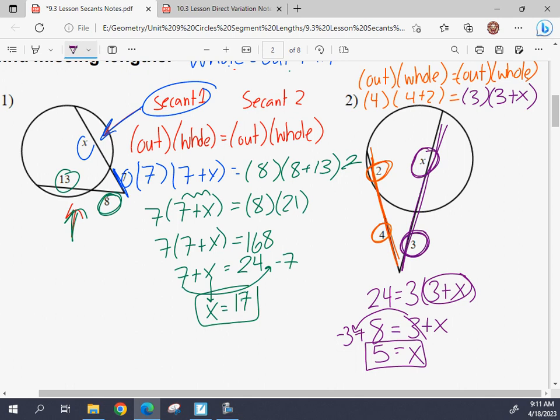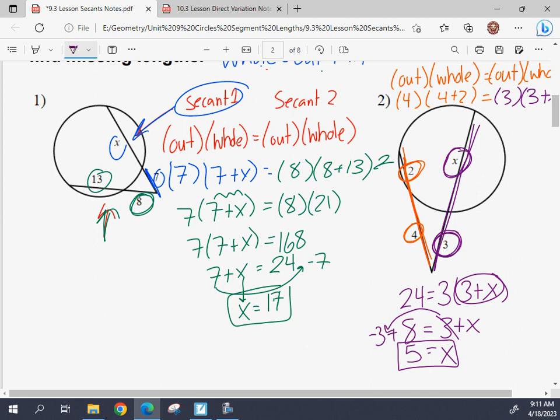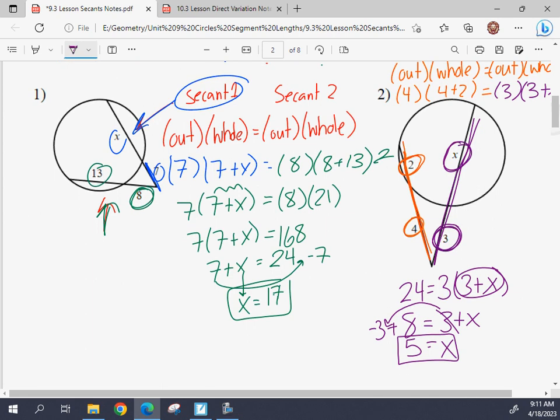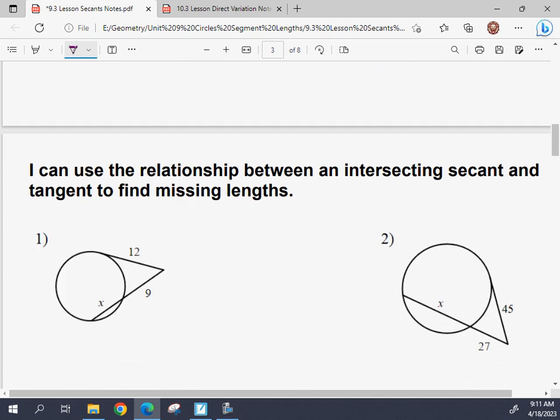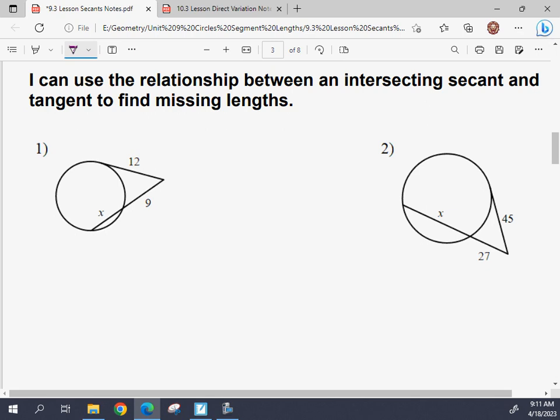As always, if you get stuck on any of this or wonder how I got a certain value, please do immediately ask for help so that we can clean that up for you. So this is when we have two secants. We've had two tangents, we've had two chords, we've had two secants, and now we have a secant and a tangent. And the relationship that exists is the same that we just did.